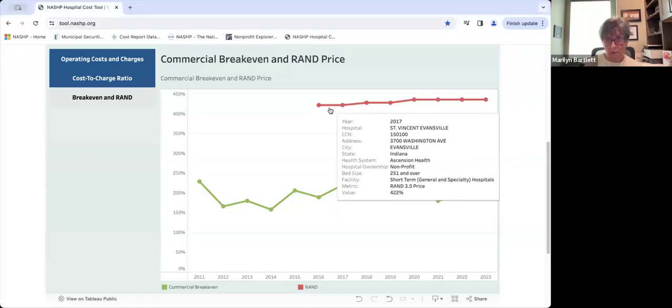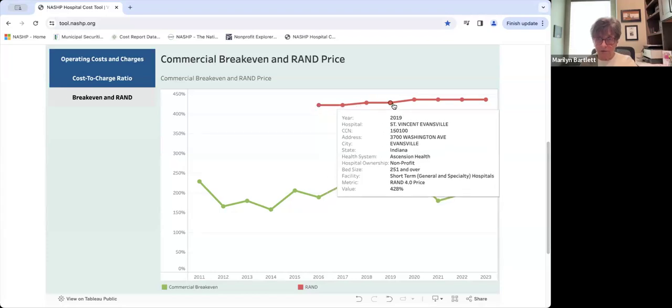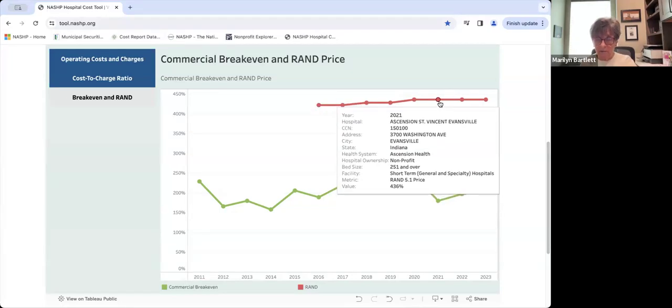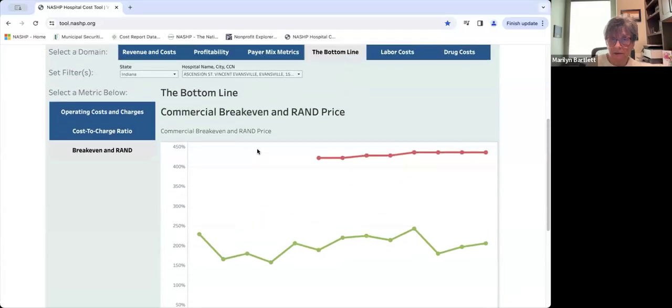You can look at the different RAND studies, and you can see on the drop down, this is RAND 3.0 price. We moved to RAND 4.0, and then we brought in RAND 5.1 that was released. So you can see which RAND study was there.